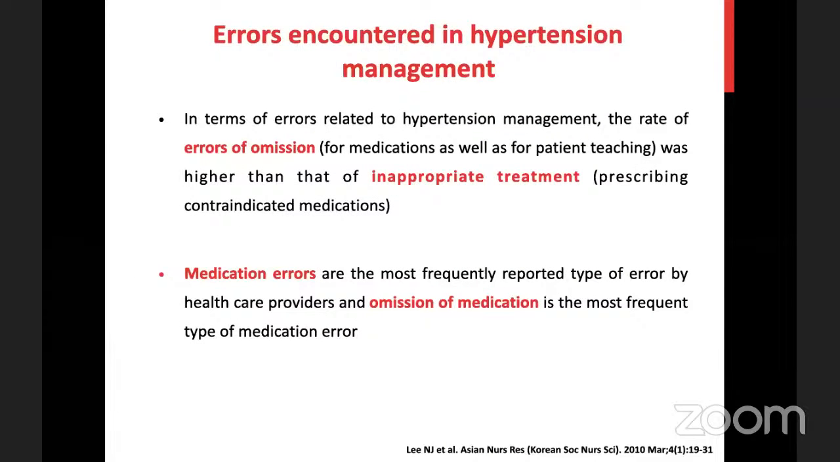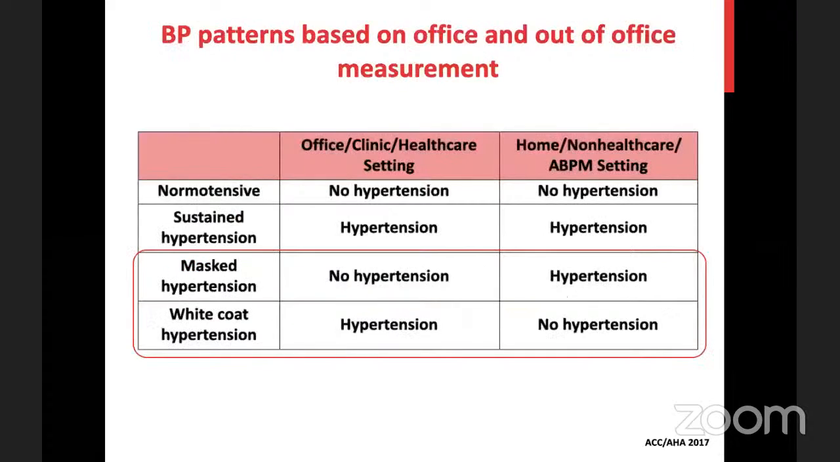So, errors encountered in hypertension management. In terms of errors related to hypertension management, the rate of errors of omission for medications as well as for patient teaching was higher than that of inappropriate treatment prescribing contraindicated medicines. Medication errors are the most frequently reported type of error by healthcare providers, and omission of medication is the most frequent type of medication error.